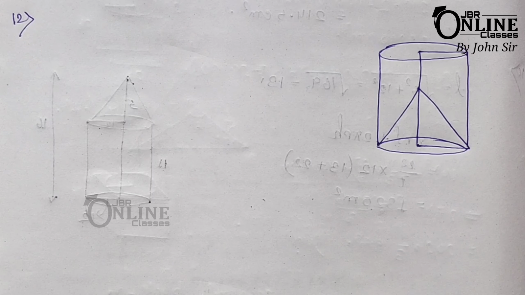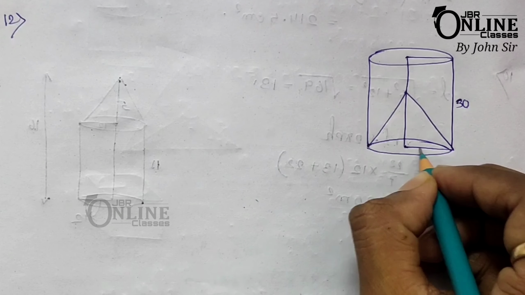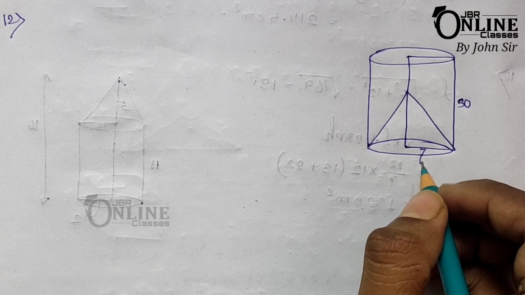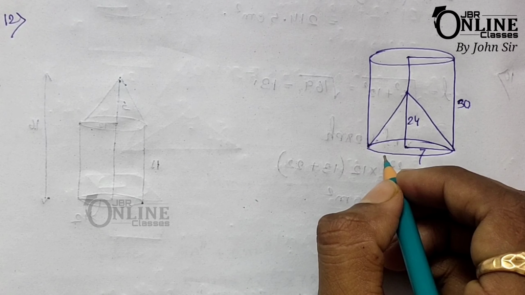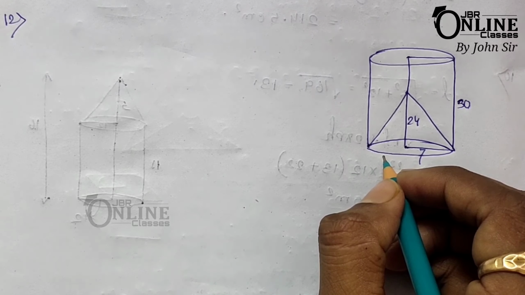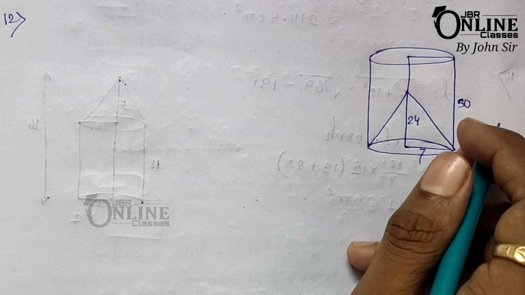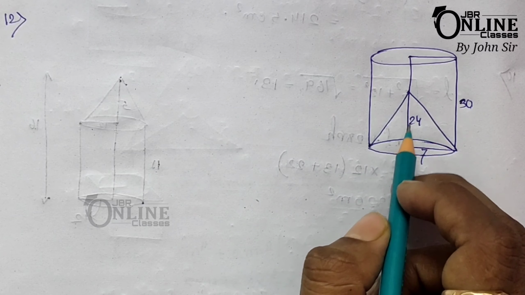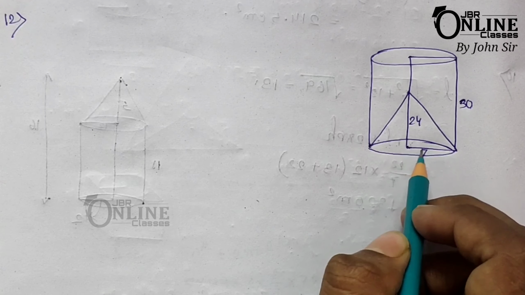Sum number 12. From a solid cylinder of height 30 centimeter, so here height equals 30 and radius equals 7 centimeter, a conical cavity of height 24 centimeter and base radius also 7 centimeter is drilled out. Find the volume and the total surface area of the remaining solid. So here the radius of the cylinder will be 7 centimeter and height of the cylinder 30. Here the height of the cone equals 24 and radius of the cone also 7.